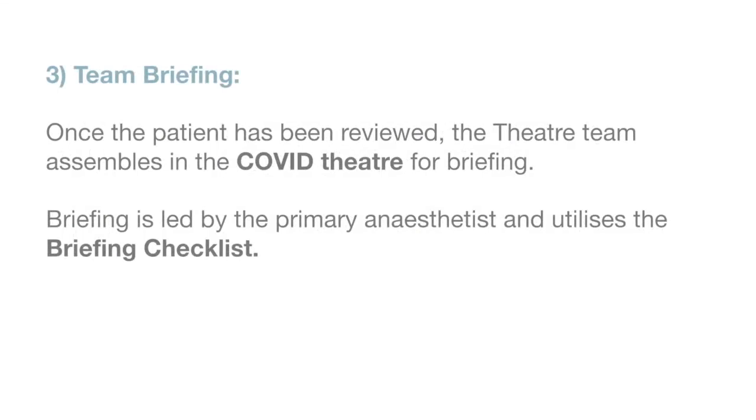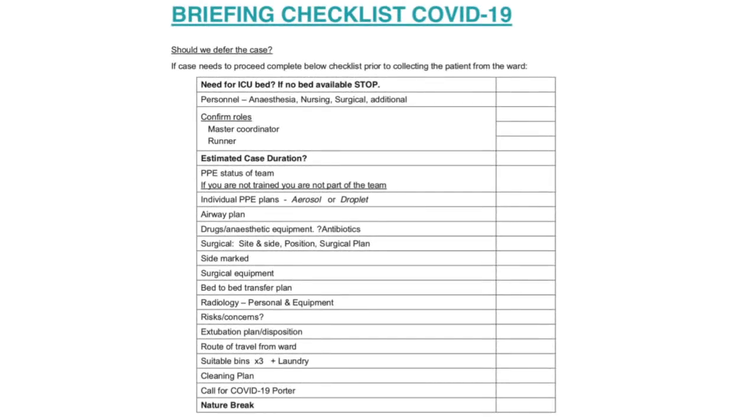Step 3. Team briefing. Once the patient has been reviewed, the theatre team assembles in the COVID theatre for briefing. The briefing is led by the primary anaesthetist and utilises the briefing checklist. The primary question in the briefing checklist is, does this case need to proceed at the moment? Secondary question is the need for the ICU bed. If no bed available, stop, contact ICU and reassess with the surgical team. Go through the checklist, ensuring all team members know their roles before departing for patient pickup.